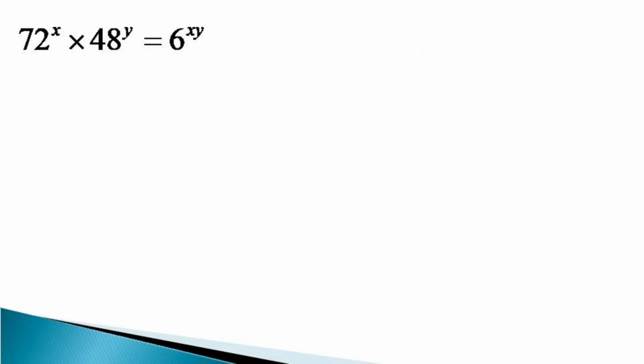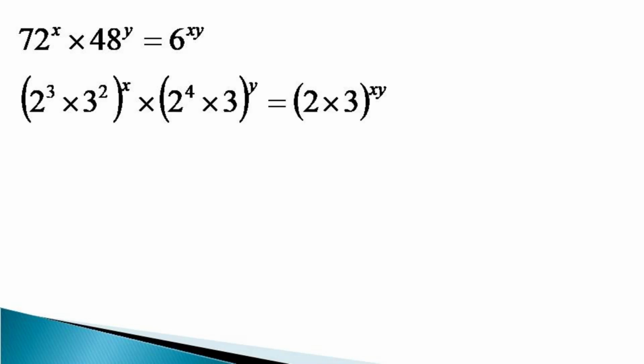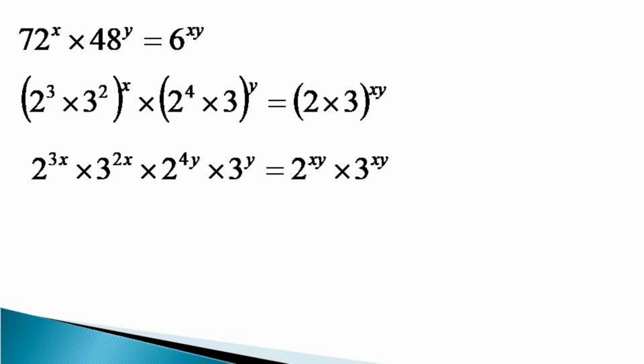To solve this equation, first we express all the numbers in the form of their prime factors, which makes the equivalent equation as (2^3 · 3^2)^x · 2^4 · 3^y becoming equal to (2 · 3)^xy. And opening the brackets, the exponents get multiplied and the equation becomes 2^(3x) · 3^(2x) + 2^(4y) · 3^y, and this is equal to 2^(xy) · 3^(xy).